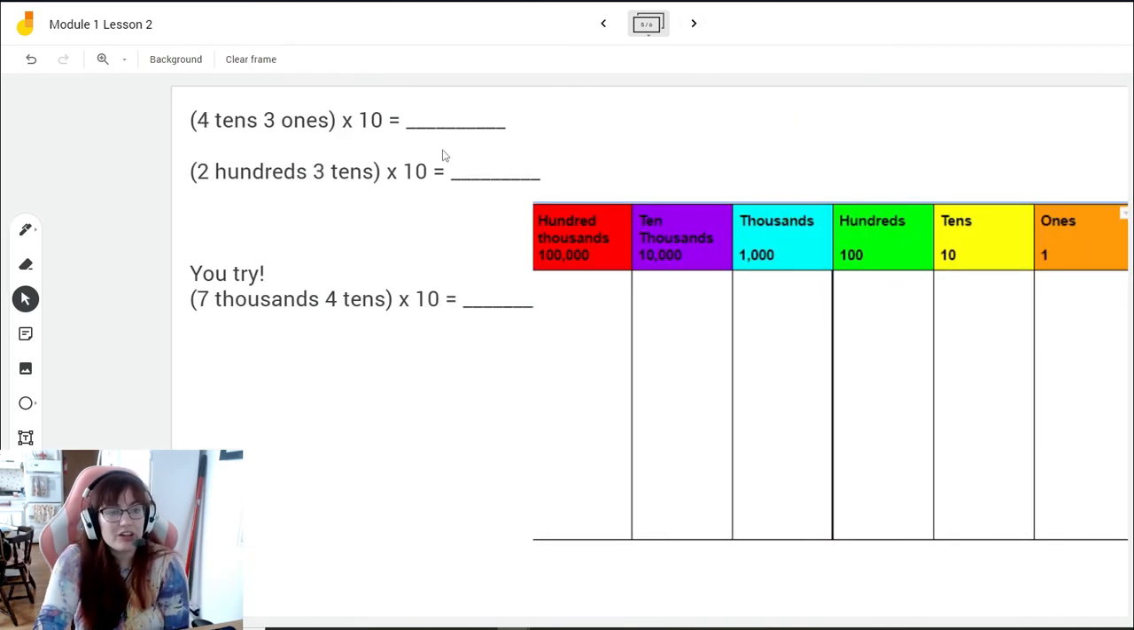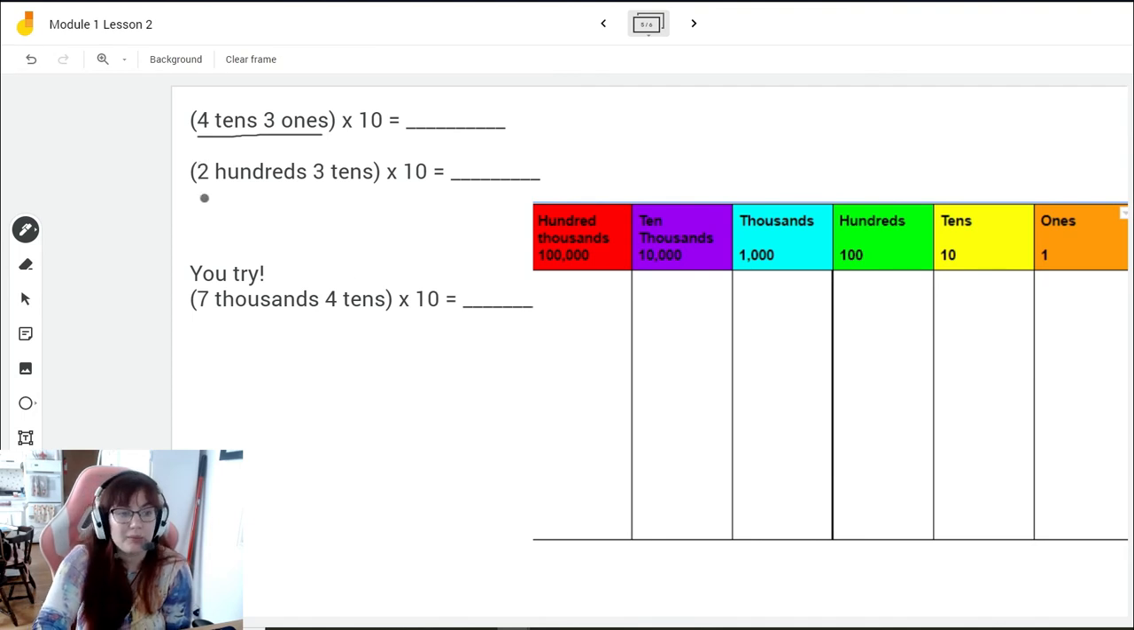Now, 4th grade, we also have some problems like this, and you probably have seen these on Zearn at the end of the lesson for the Tower of Power. So we're going to practice these a little bit right now. What I'm going to do for this first one is show you how we could use a place value chart to solve it.